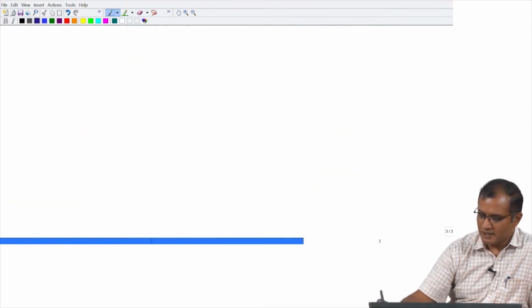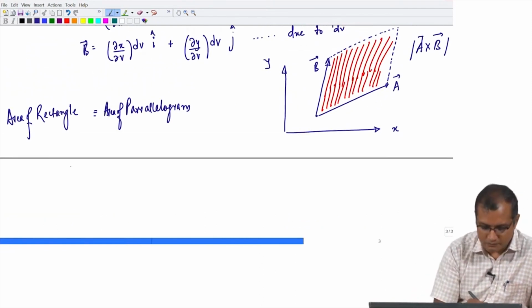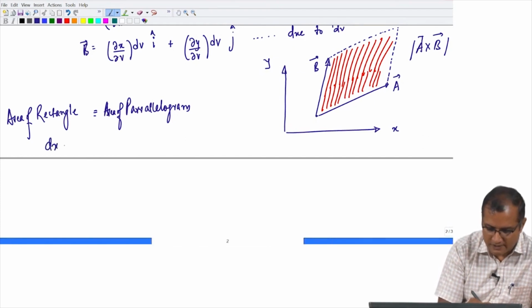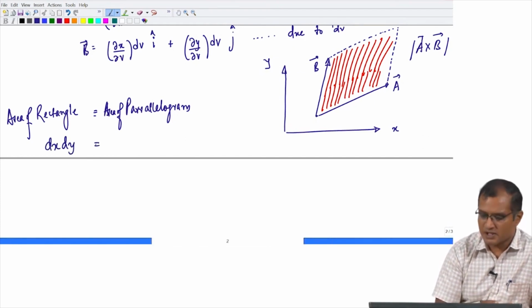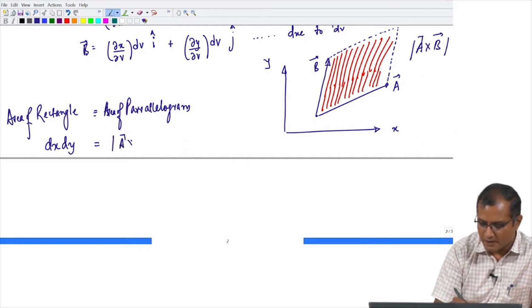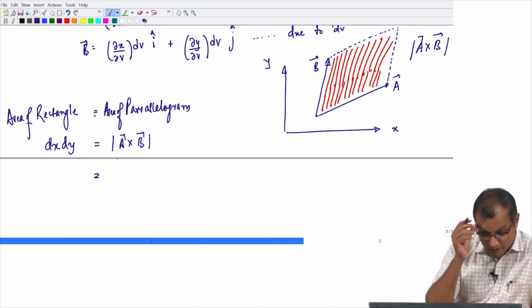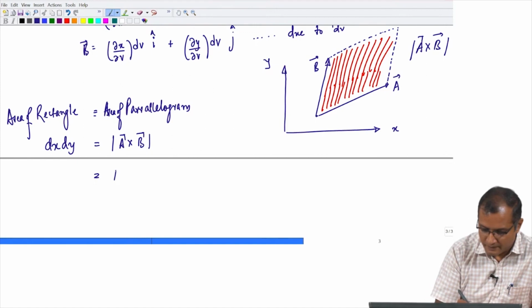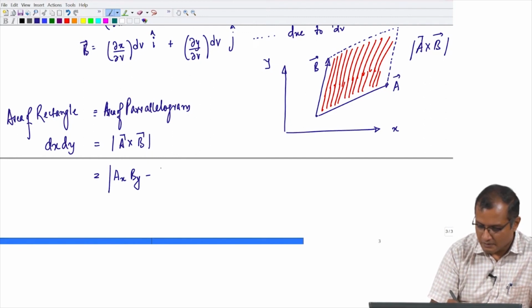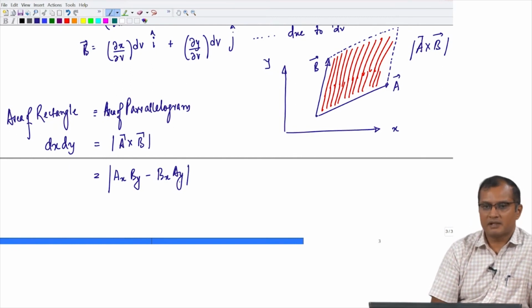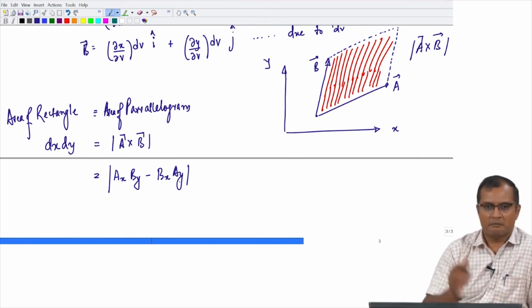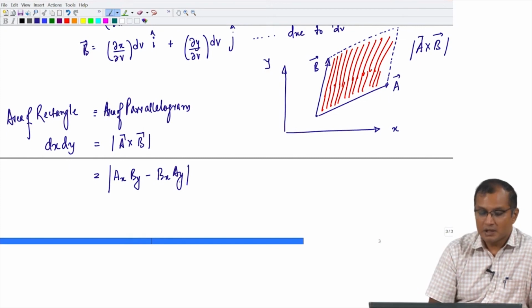So, then I can simply write down this as dx dy, which is the area of rectangle, that was easy to see, as mod of A cross B. Now, mod of A cross B is nothing but I will write it as Ax By minus Bx Ay. Okay. That is the form of A cross B, which is in the plane coming out of the display board, and I have taken the magnitude of it. So, this is the strength of it.